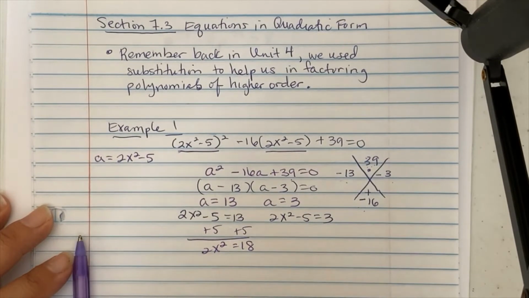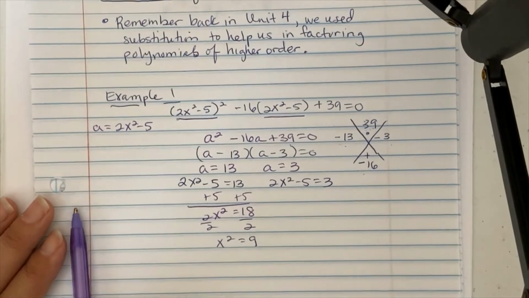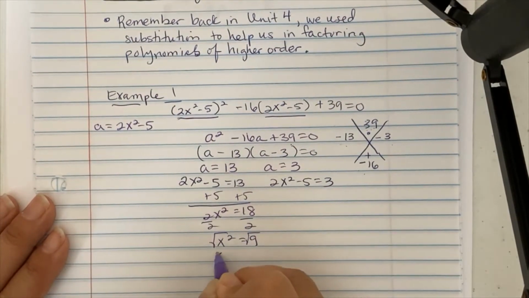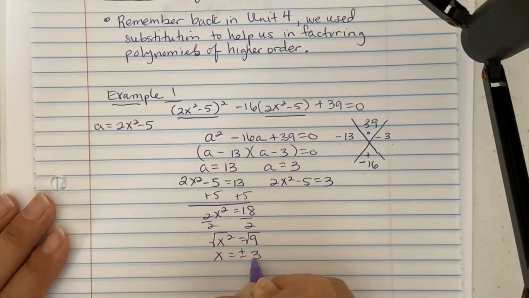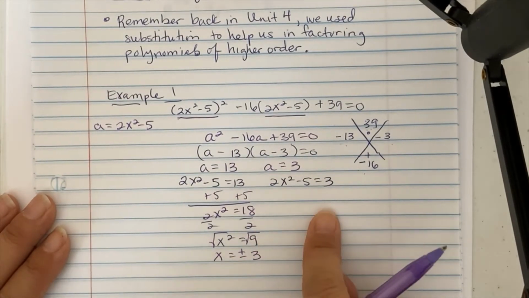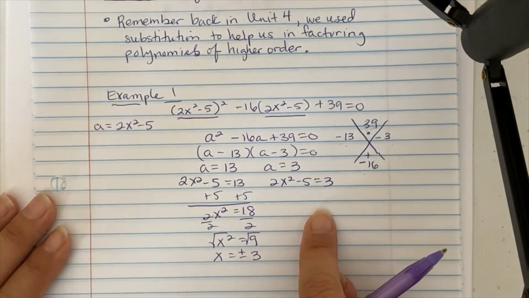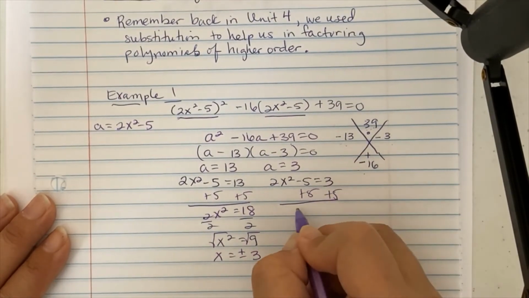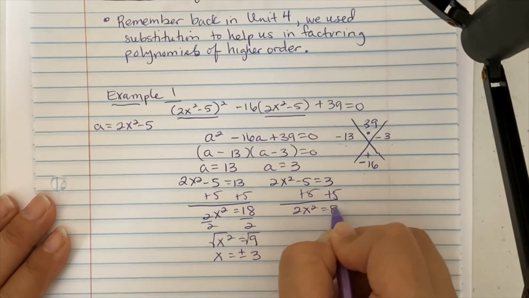Divide by 2. x² equals 9. And then take the square root of both sides. So when you take the square root of both sides, you have two situations. It's a plus or minus; the square root of 9 is 3. You're going to repeat the same process with the second equation. You're going to add 5 over. So you get 2x² equals 8.